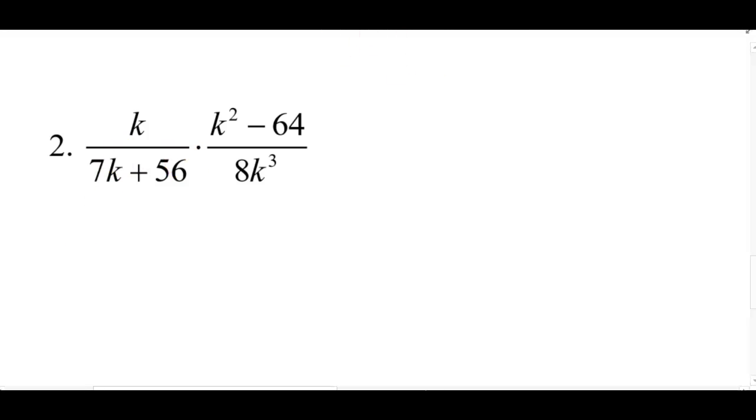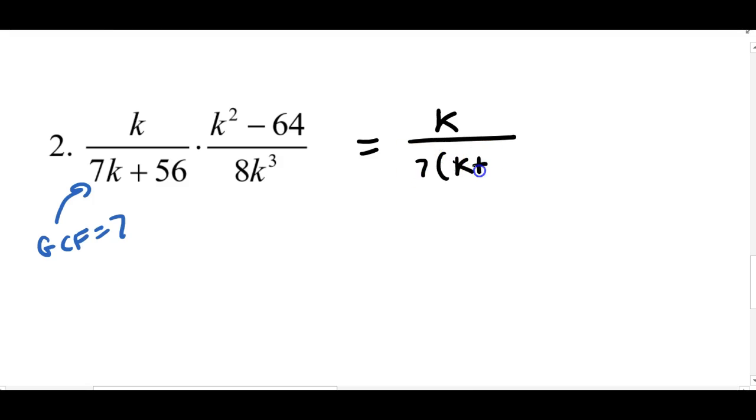So here's what you're going to do. For the k here, there's nothing you can do with that, so just leave it as is. We're going to factor everything first, then reduce. So the k, we can't factor that any other way. Just write that again. Now, how about its denominator? The GCF of that would be 7. So you take the 7 out, so 7 times k plus 8.